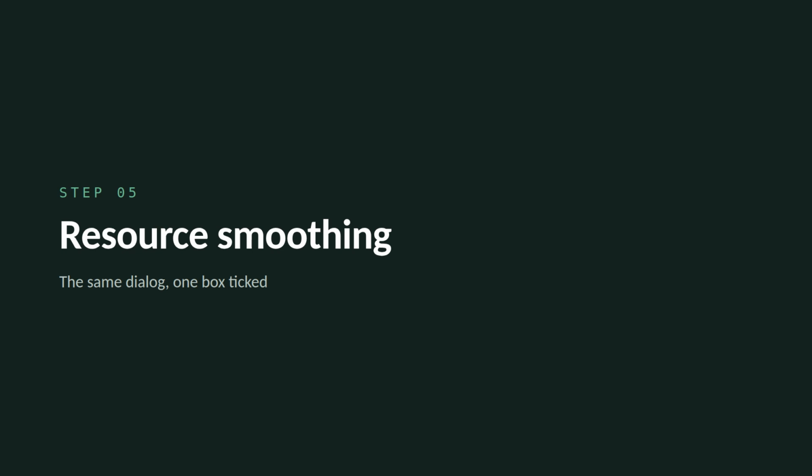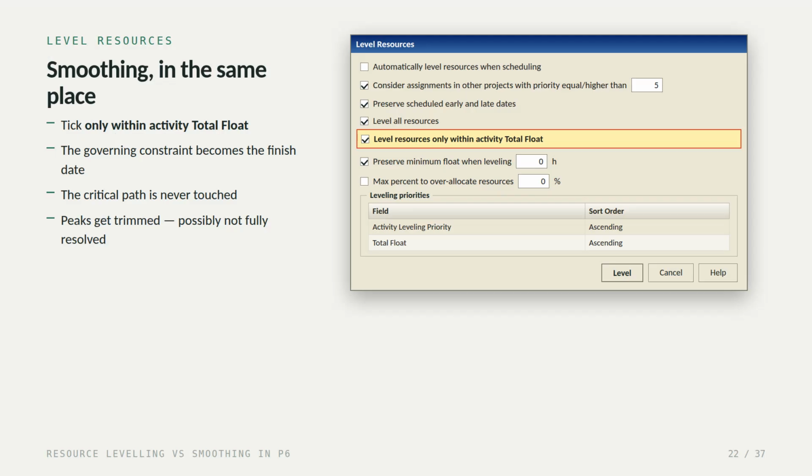Step 5. Resource smoothing. Smoothing lives in exactly the same dialogue. Take level resources only within activity total float and click level. Now the governing constraint is your finish date rather than your crew size. Activities move only within their free or total float. The critical path is never touched because by definition there's no float there to use. Peaks get trimmed, but they may not be fully resolved.